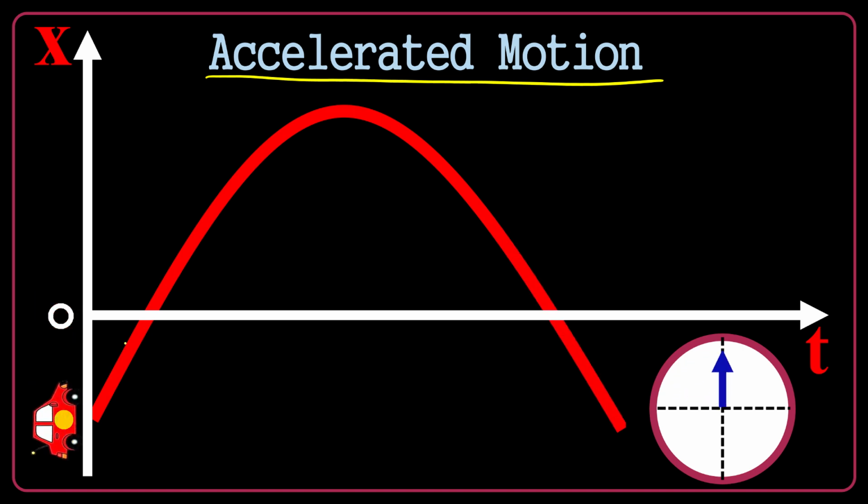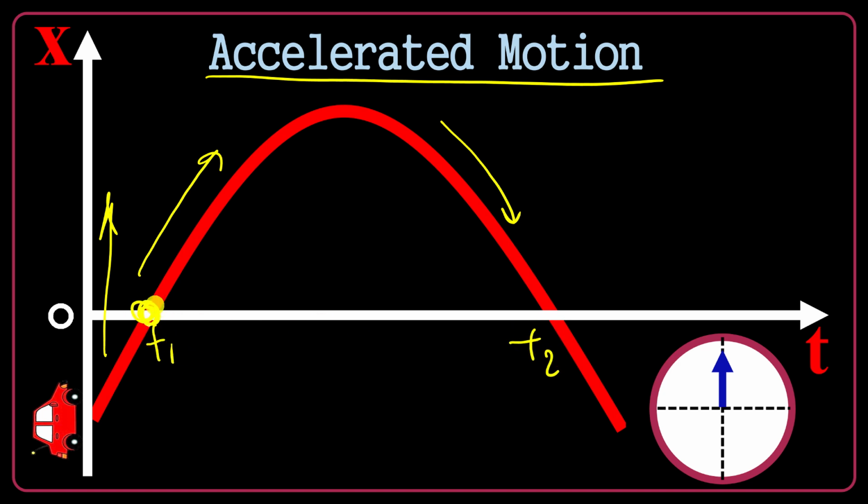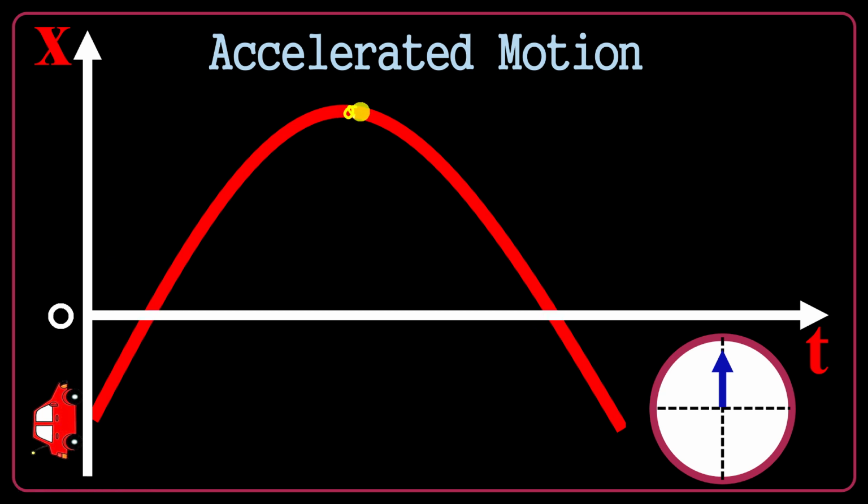Basically here, the object is going forward to the positive direction of x, and then backward to the negative direction of x. At T1 and T2, the object will cross the t-axis, so it has passed through the origin twice. You see? More important than that is this point. Let me show you something here. This point. The car at this point will stop. So this is the turning point.